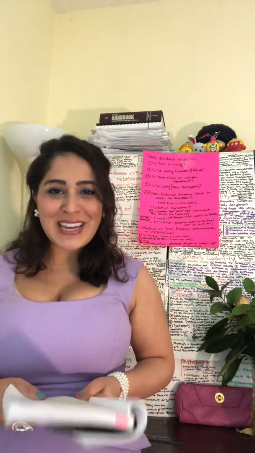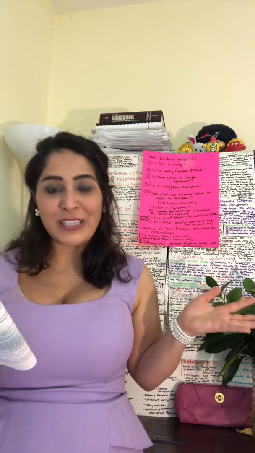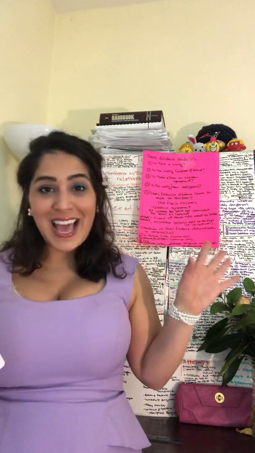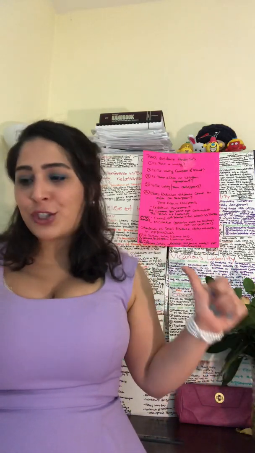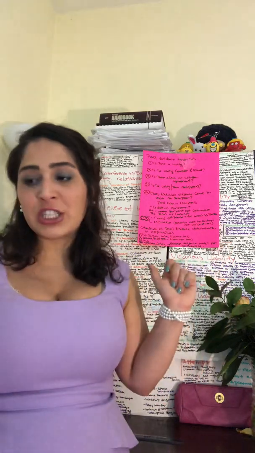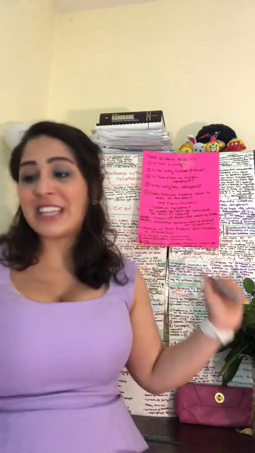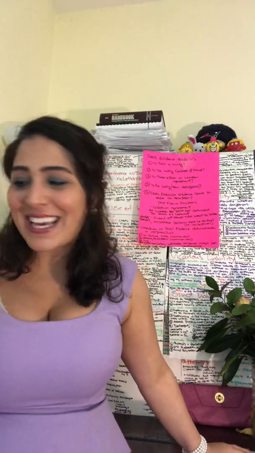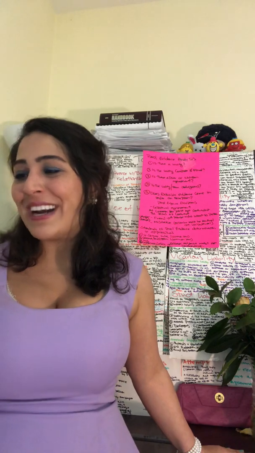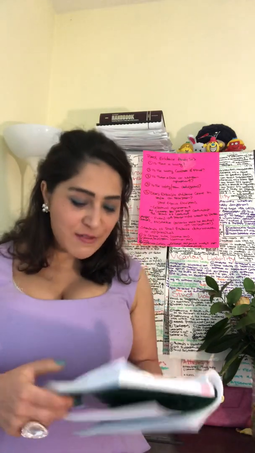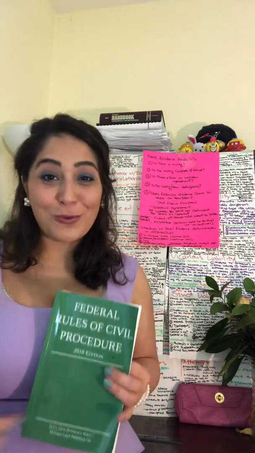What I'd like to do next is repeat this rule again, because this is something you have to memorize for the bar. I have to memorize it, and I'm going to memorize it with you. Lack of subject matter jurisdiction, lack of personal jurisdiction, improper venue, insufficient process, insufficient service of process, failure to state a claim upon which relief can be granted, and failure to join a party under Rule 19. That's very important.